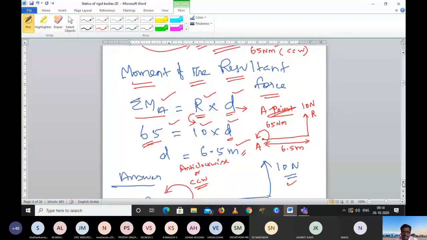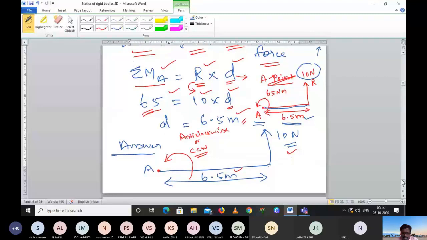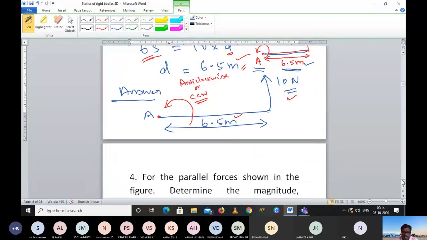Once you have done that, we have calculated the distance also, and then how do we mark it? Just think about it. We have taken moment about point A, and we know the resultant is acting at a distance of 6.5 meter from A, and the resultant value is 10 Newton, acting upwards. So this is the way we have to mark the system. For better understanding, last class I explained like this: A, and 6.5 meter.